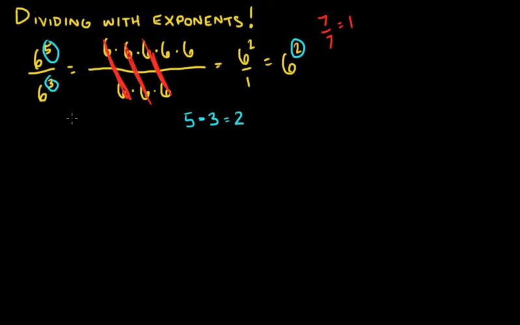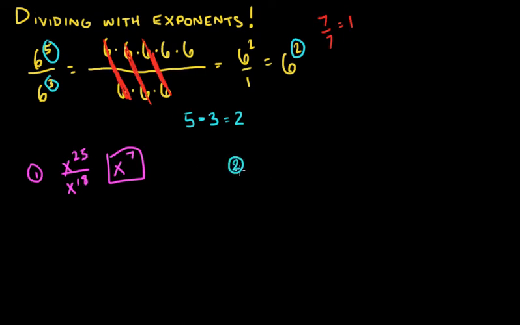To take a look at this again, let's say we have x to the 25th divided by x to the 18th. Well, 25 minus 18, that's 7. So x to the 7th is what our answer would be. We just subtract the exponents. So that's all nice and good, but let's add a little bit more onto it.